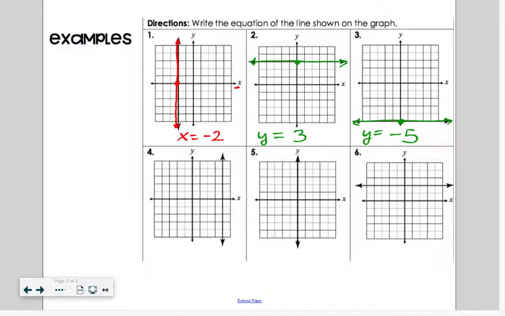Number 4 is a vertical line. It's crossing the x, so I'm going to write x equals, and it crosses at 1, 2, 3, 4. I'm going to stop here. I think you can get the idea. Horizontal and vertical lines are either x equals or y equals. They either have no slope or 0 slope, and you look to see which axis it crosses.